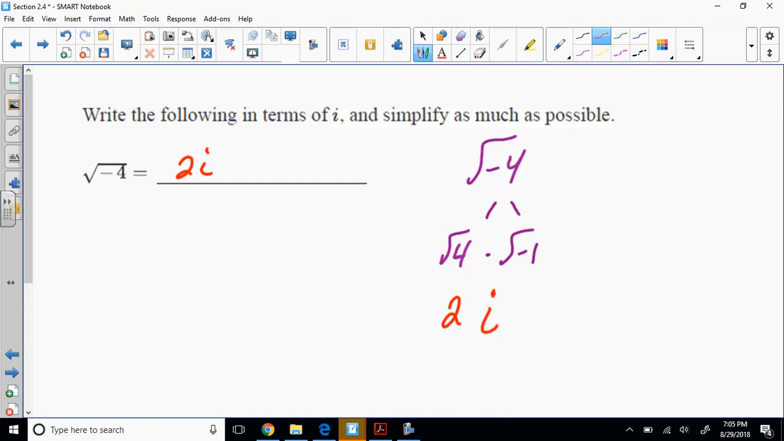Questions? So we're not doing anything different than how we approached it last week. We broke it down into factors, right? And one of the factors now, if we have a negative underneath, will be the square root of -1. And that's going to be our imaginary component. Okay.